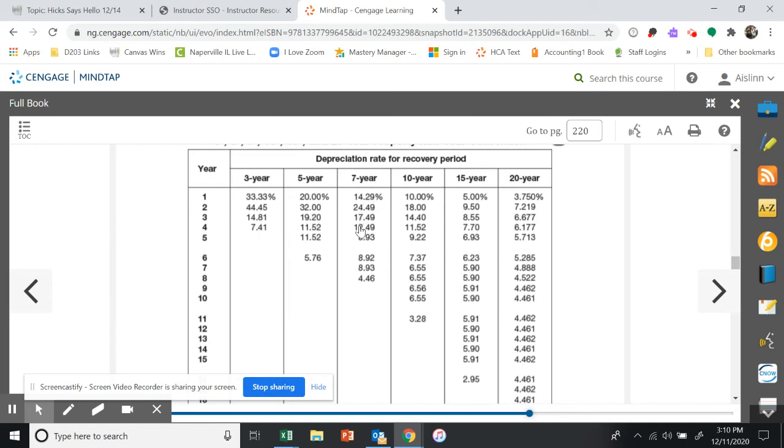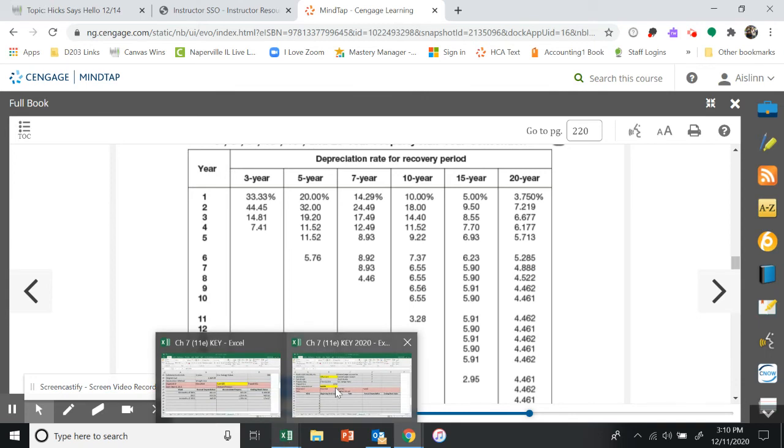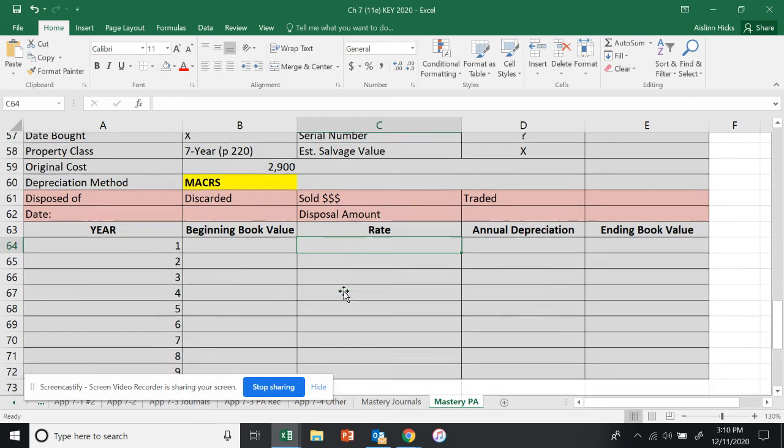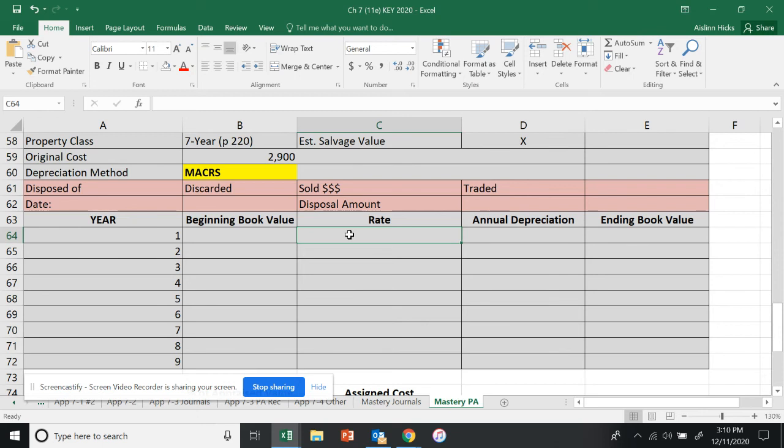14.29, 24.49, 17.49, and so on. Remember, the first year is a partial year and the last year is a partial year. So it's going to take us 8 lines to do a 7-year. I'm going to leave that to you. And remember, with MACRS, you depreciate it all the way down. So you're going to have a rate for each line. You don't need this line 9. I put it in there to throw you off. It should go all the way down to an ending book value of 0.